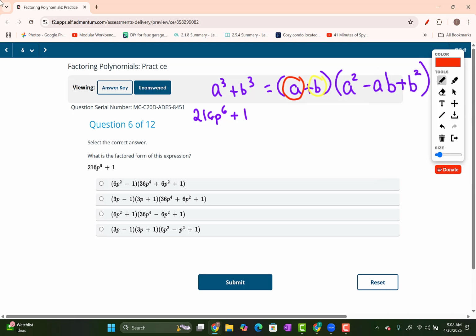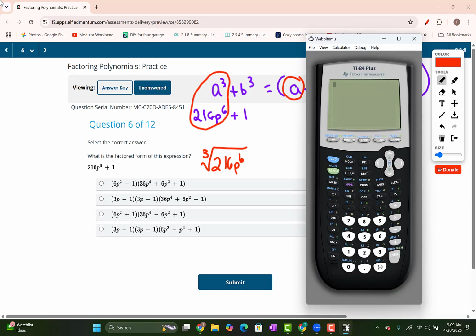So to figure that out, we need to take the cube root of this term right here, 216p to the 6th. And while I think I know the cube root of 216, I'm going to use a calculator to verify this. If you got a calculator similar to this, you can press the math button. Go to number 4. Now we cannot take the cube root of variables, but we can take the cube root of 216, and it is 6.